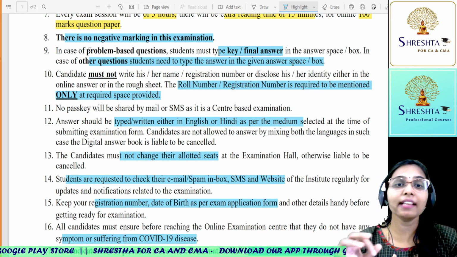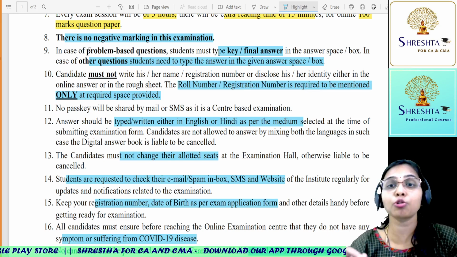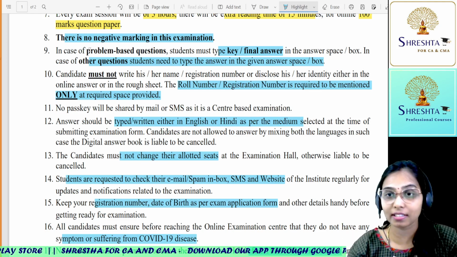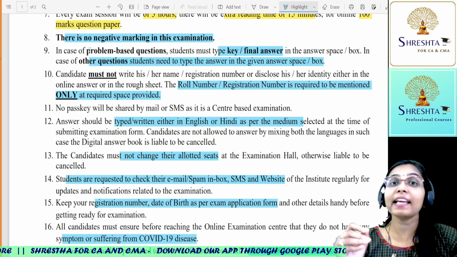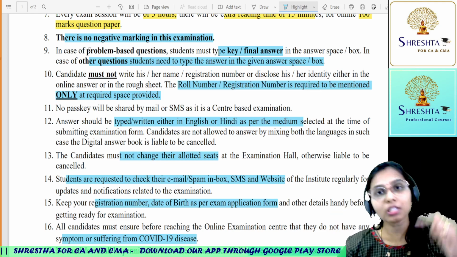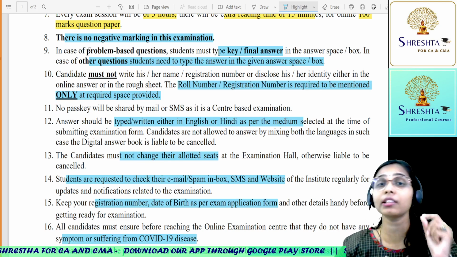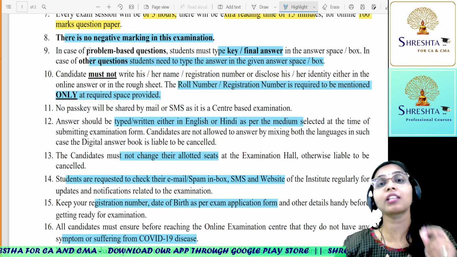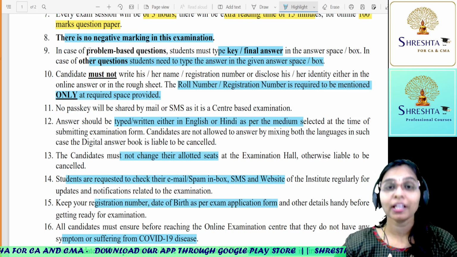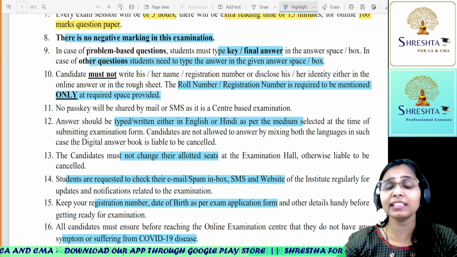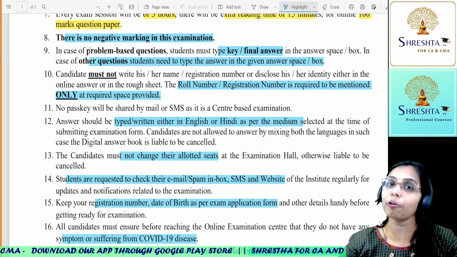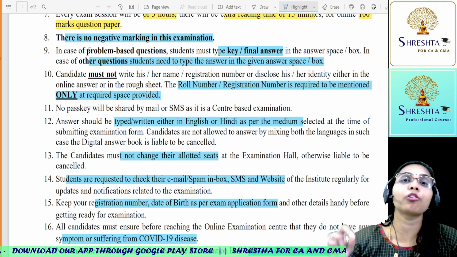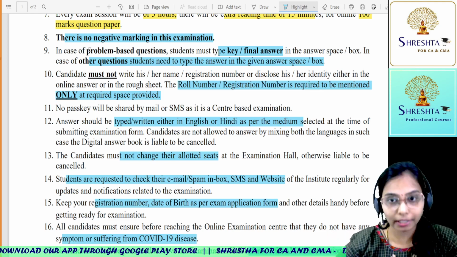Okay, so in case of other questions, students just need to type the answer in the given answer box or the space. In case of MCQs, there will be options given to you. You need to just click on that particular option which is relevant for that question. In case they ask you that you need to give the answer why this particular MCQ is true or false, there will be an answer box. You need to write down that particular answer, right?